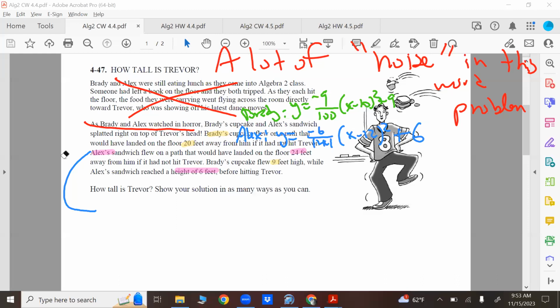Most problems aren't going to look like that. I don't know yet. On the homework, let me look. I don't know. Yes, Ben, go ahead. Yeah, sure, go ahead.